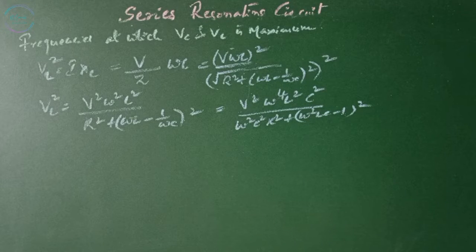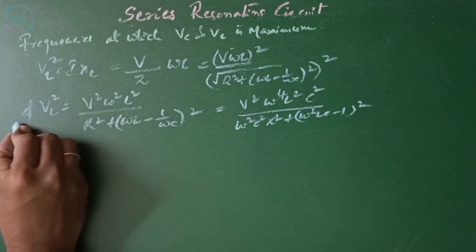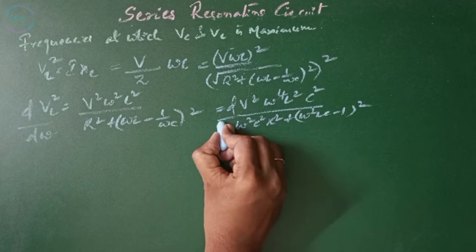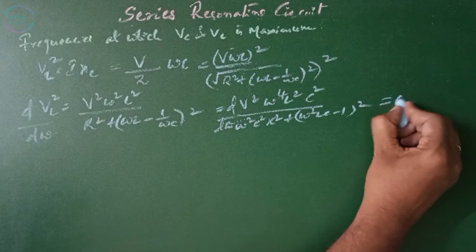Now differentiating VL with respect to omega and equating it to 0, we will get the maximum, the frequency at which VL is maximum. So differentiating this with respect to omega, and equating that to 0.